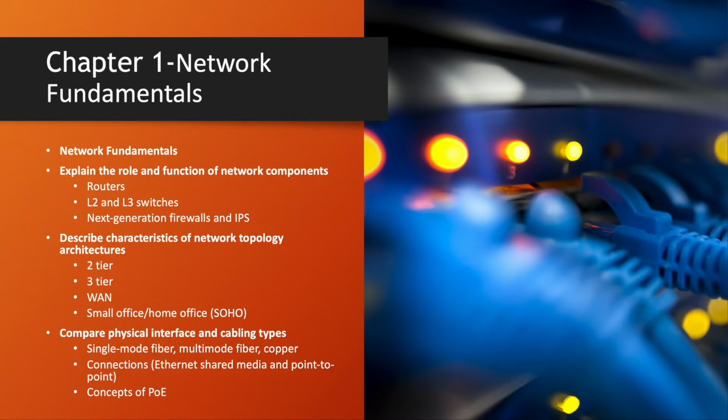There are different types of network topology architectures available. So we're going to talk about 2-tier architecture, 3-tier architecture, and then we're going to discuss WAN, wide area network, and small office or home office networks, which are called SOHO networks. Finally, we're going to compare the physical interfaces and cabling types. Especially, we're going to look at fiber, single mode and multi-mode fiber, copper cables, and then we're going to look at the connection types such as Ethernet shared media and point-to-point connections, and finally, the concept of power over Ethernet.